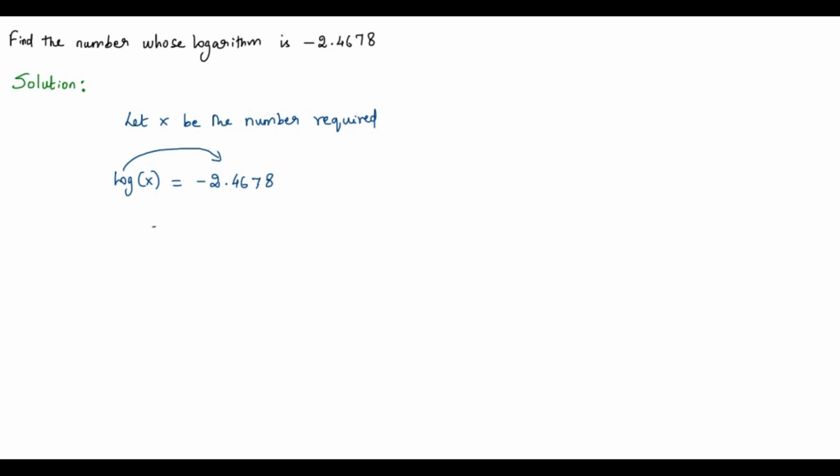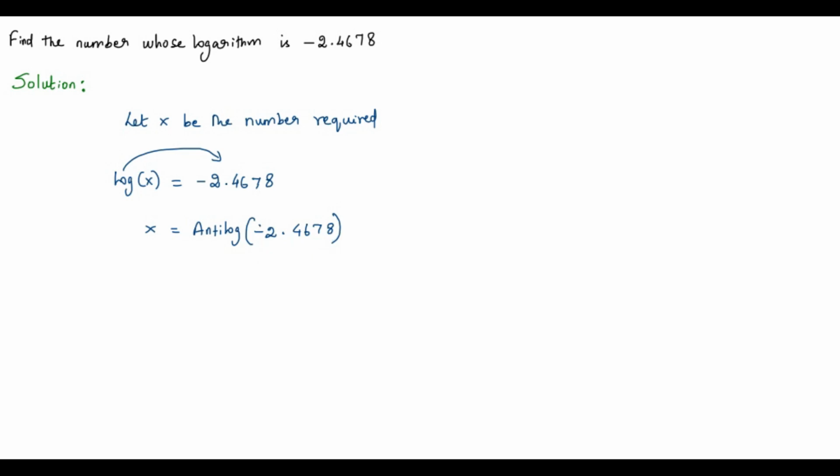So when I move this logarithm to the right side of the equation, it will become anti-logarithm. So we get x is equal to anti-log of minus 2.4678. Okay, here we need to find the anti-logarithm of this number. Usually when we use anti-logarithm table to get the value for a number, we will consider only the digits we have after the decimal point, not the digit we have before the decimal point.